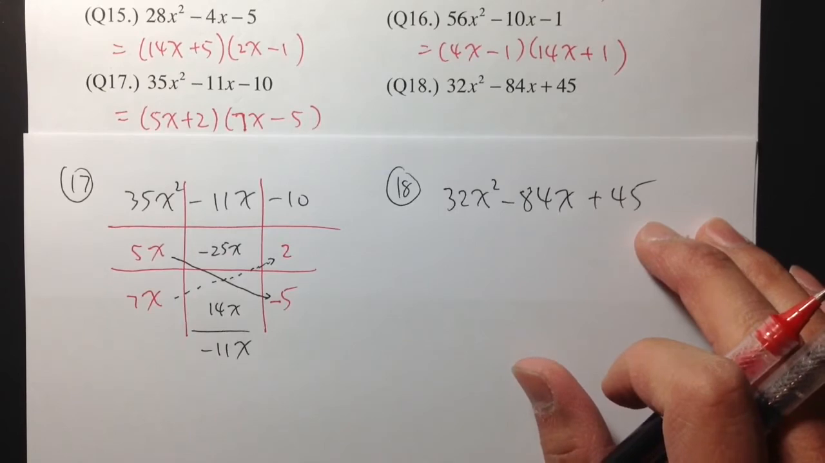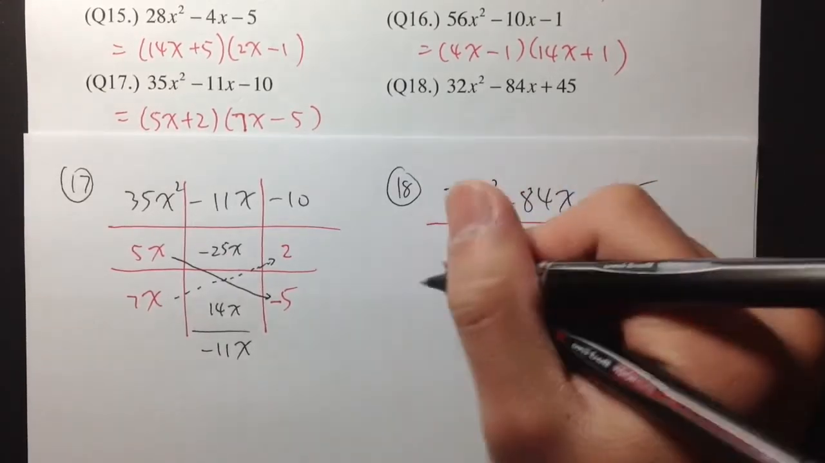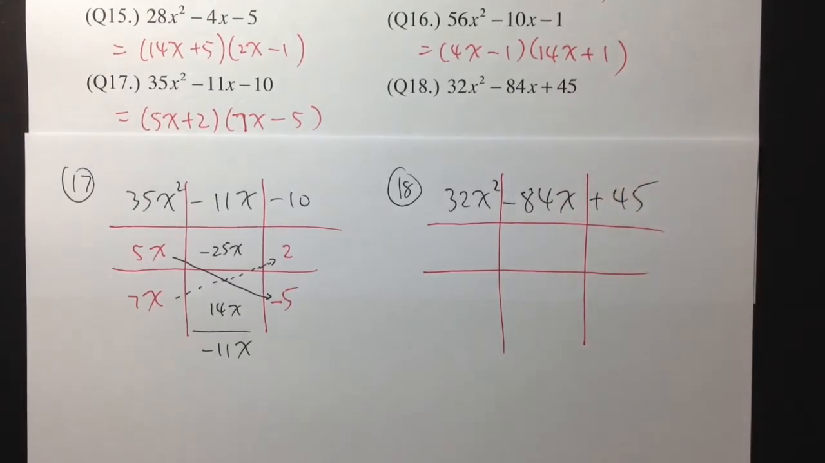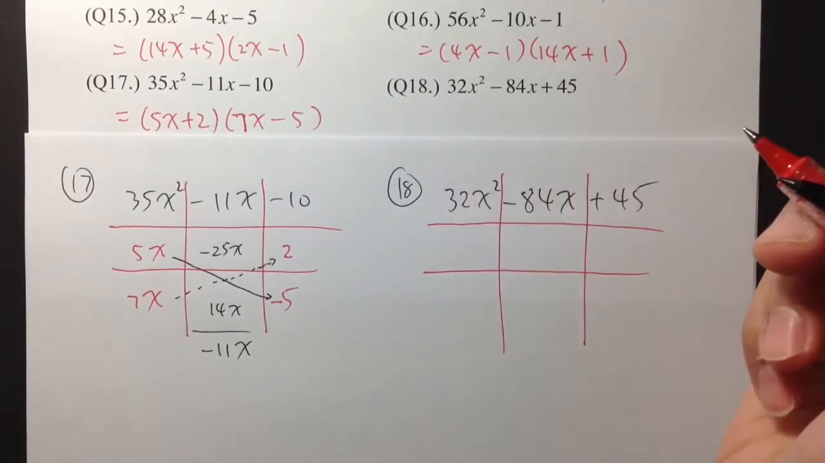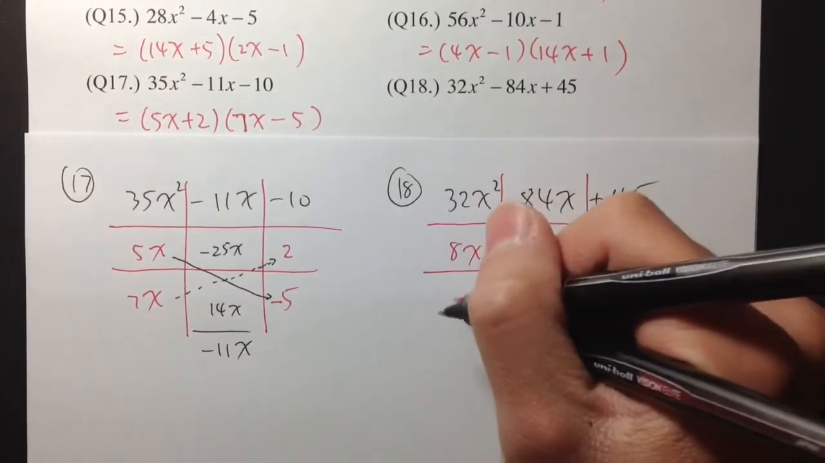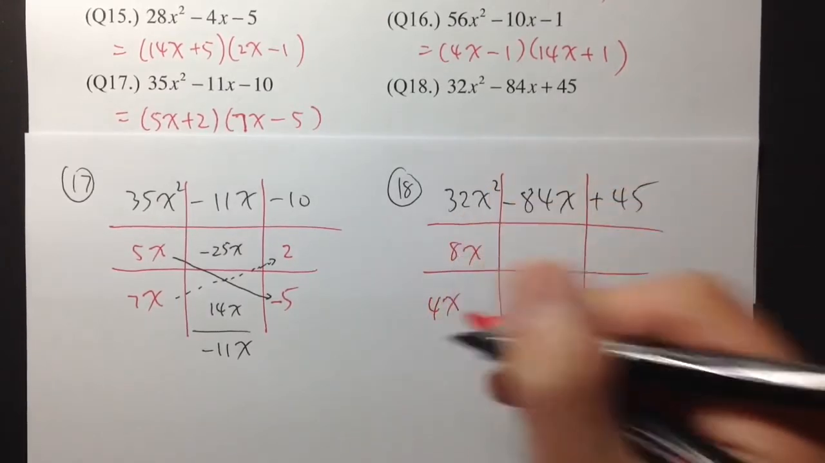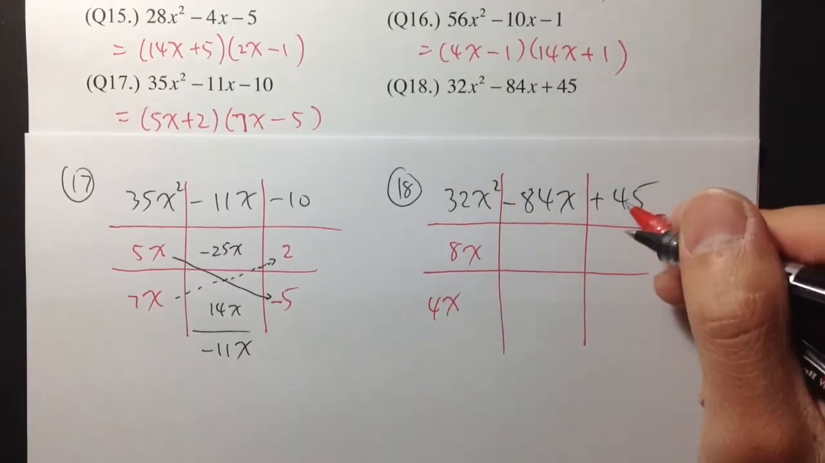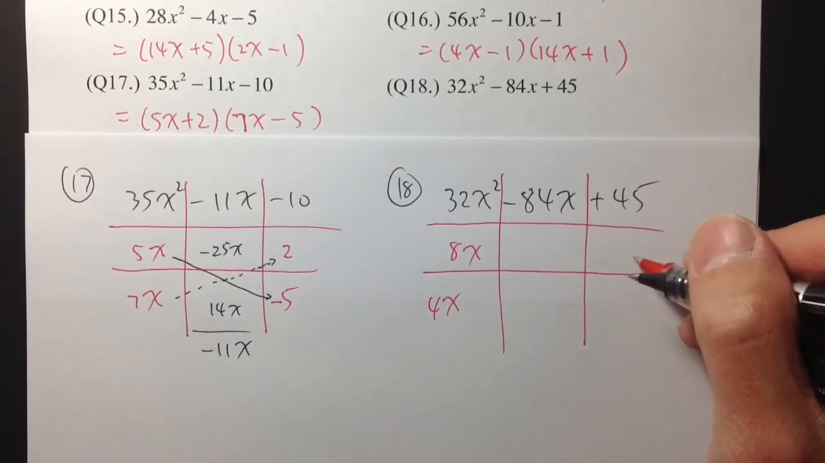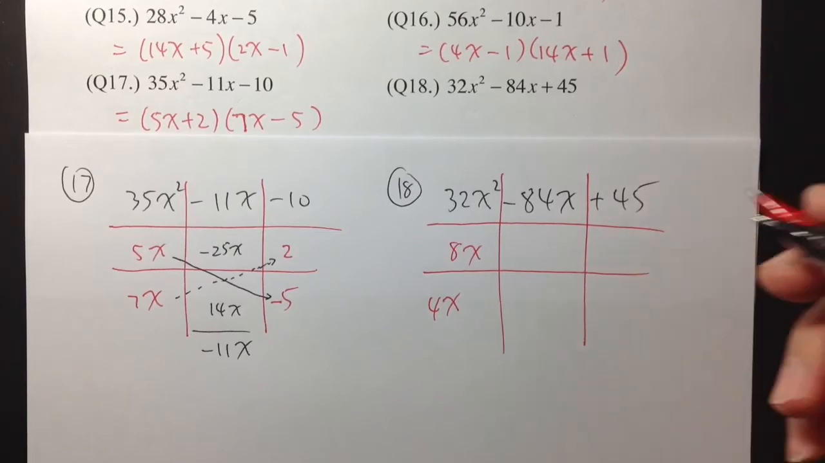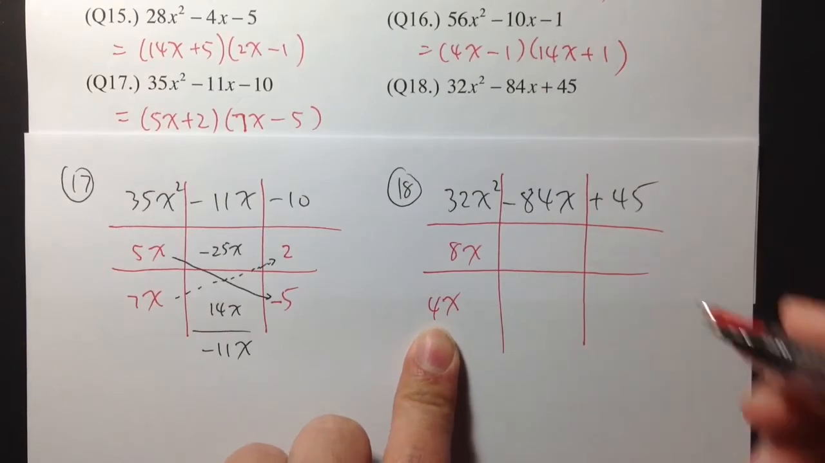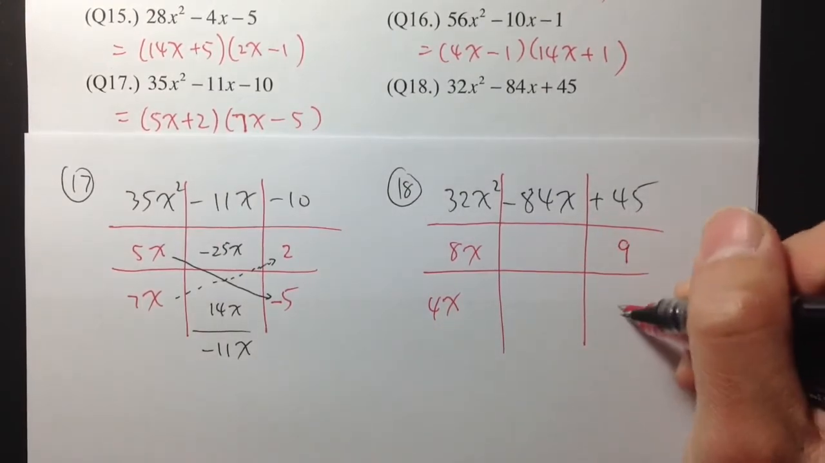So let's just use this and then see if we can find the right combinations. So for 32x squared, 8 and 4 is equal to 32, right? So let me do that right away. 8x times 4x. And then to get positive 45, I need to have 9 and 5, right? Let me just put down the numbers first. 9 and 5.